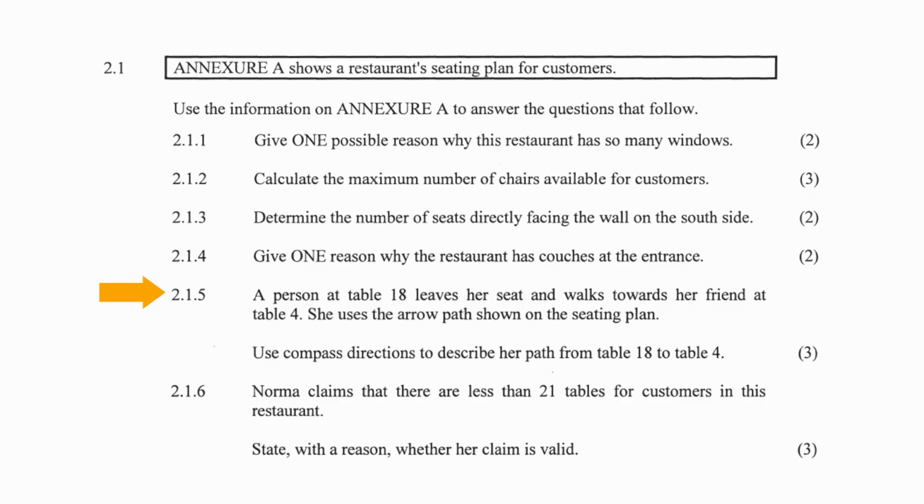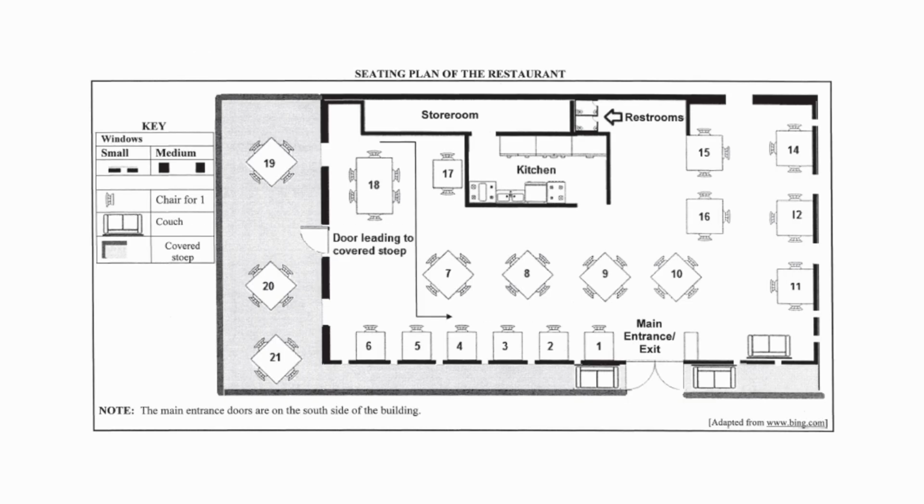In question 2.1.5, it is stated that a person at table 18 leaves a seat and walks towards a friend at table 4. She uses the arrowed path shown on the seating plan. You're instructed to use the compass directions to describe a path from table 18 to table 4. The person will walk in an easterly direction, then turn and walk in a southerly direction, and then turn and walk in an easterly direction.